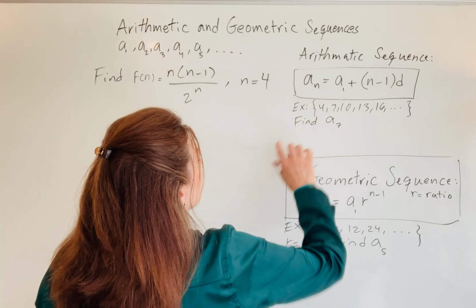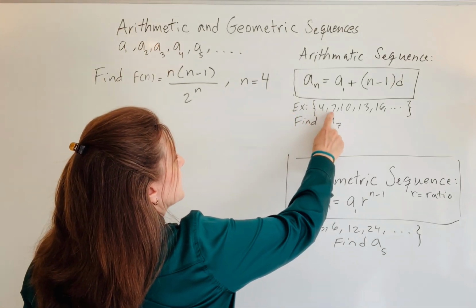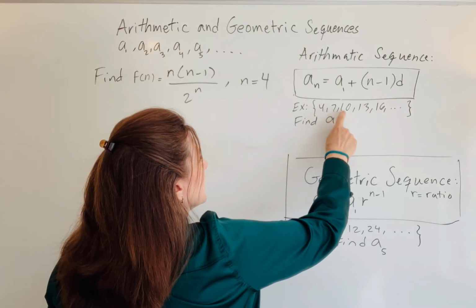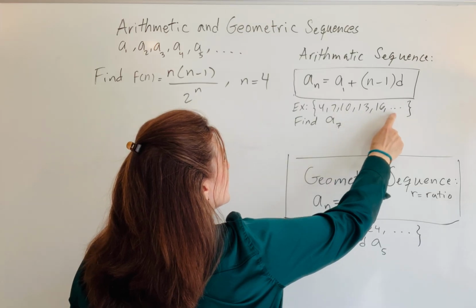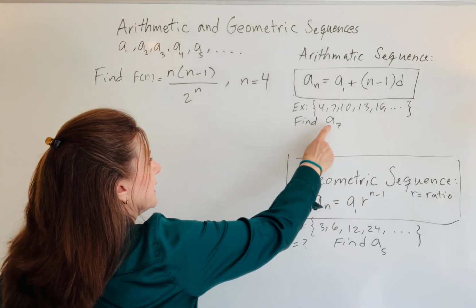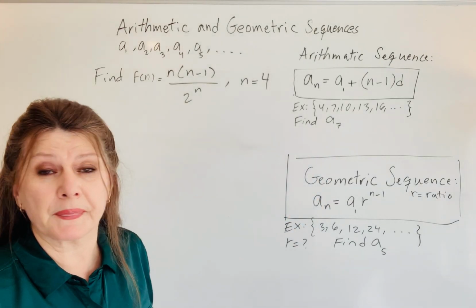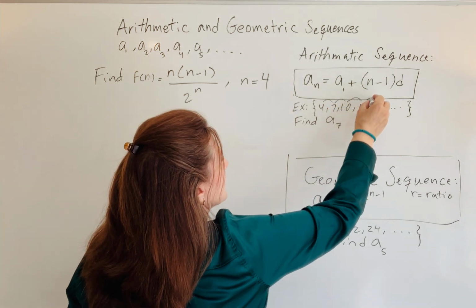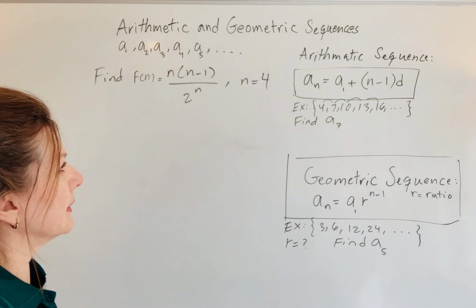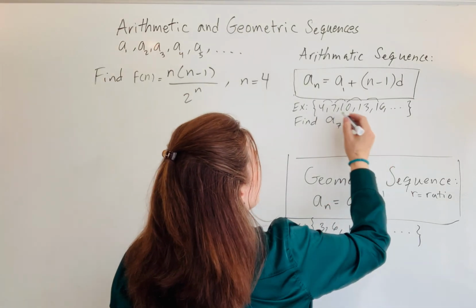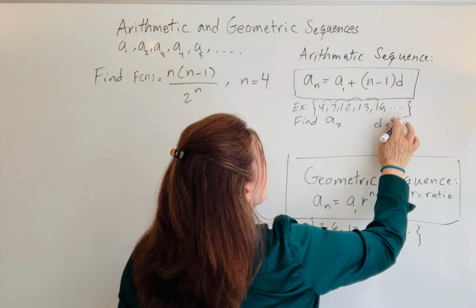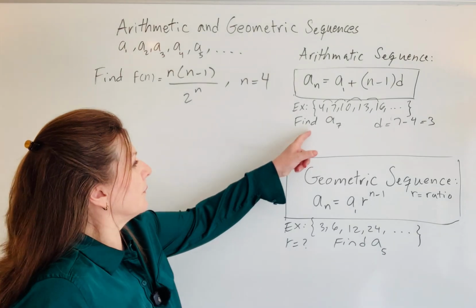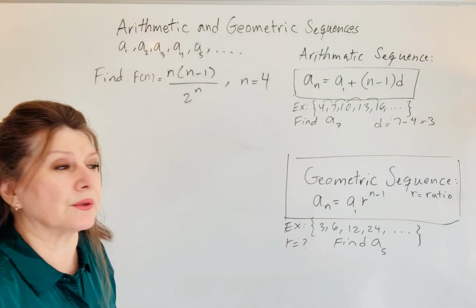For example, we have a set of numbers 4, 7, 10, 13, 16, and so on. You see that 4 plus 3 gets 7, 7 plus 3 gets 10, 10 plus 3 gets 13, and so on. The question is to find the seventh term. We know that the difference of any two consecutive terms, for example D, is 7 minus 4, which is 3. Find the seventh term.